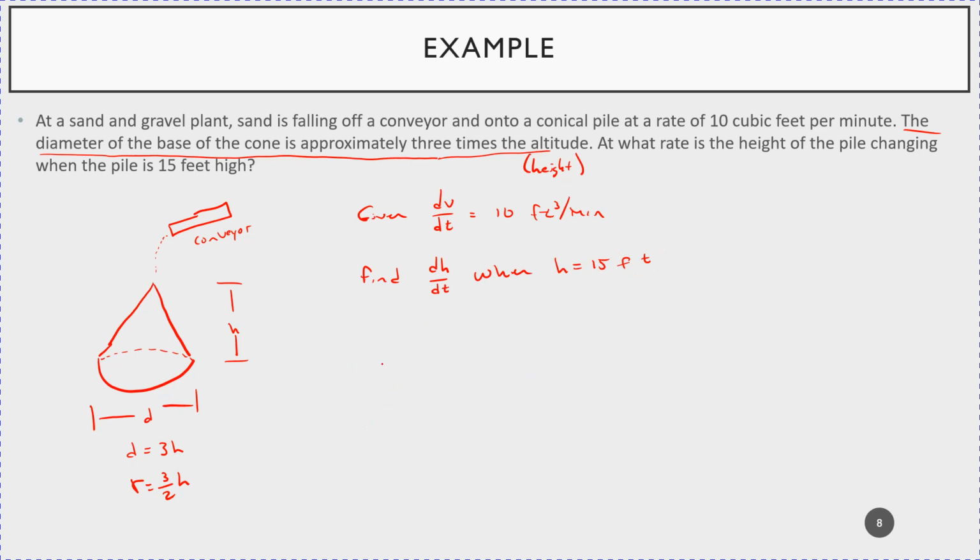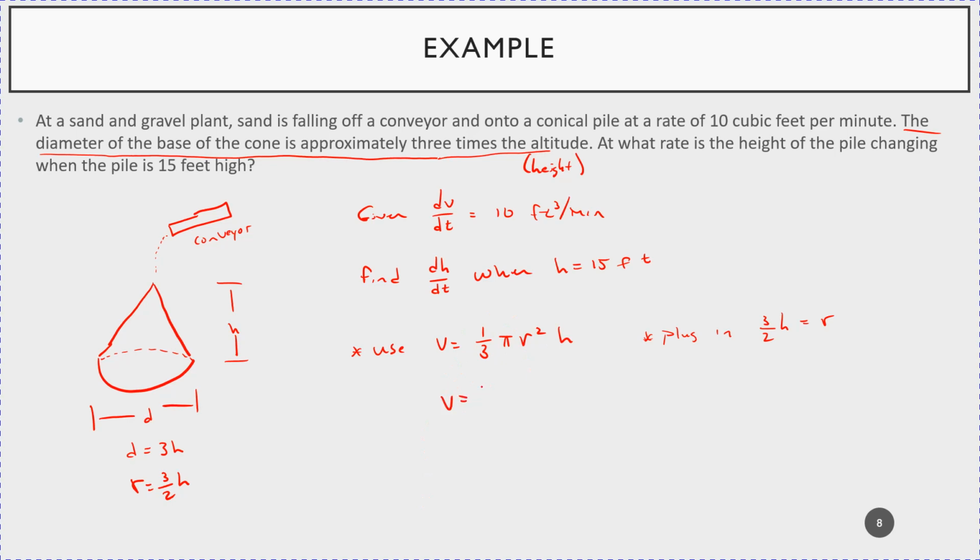So again, you're going to use the volume equation here. Volume is equal to 1/3 pi r squared h. Do you notice you have V and H up here, but there's no R? So you're going to have to get rid of the R variable by plugging in 3/2 H for it, because otherwise there are just too many variables. You don't know what the radius is changing.